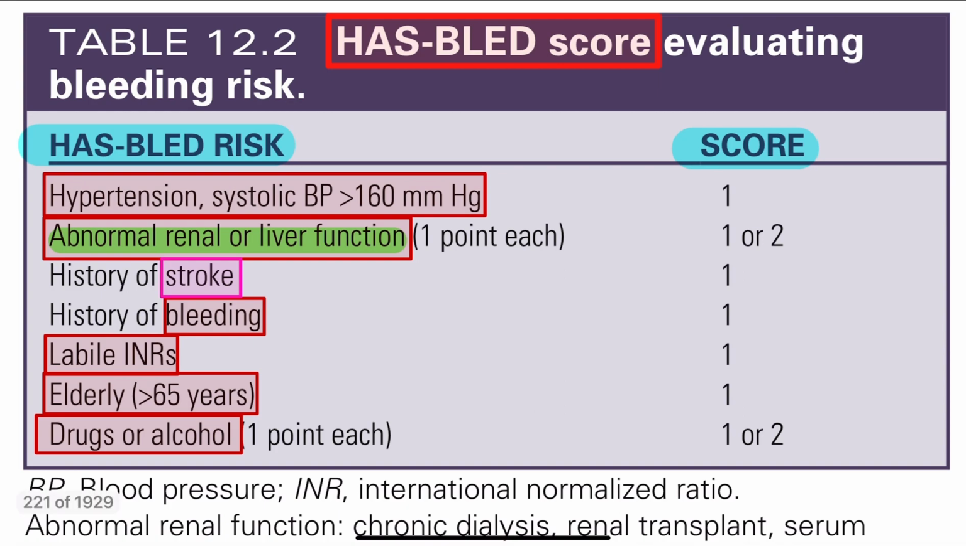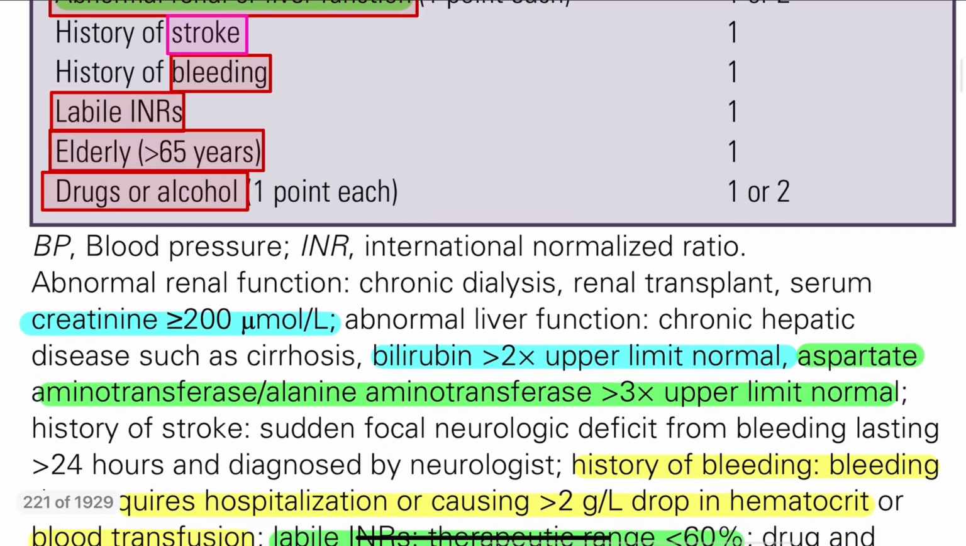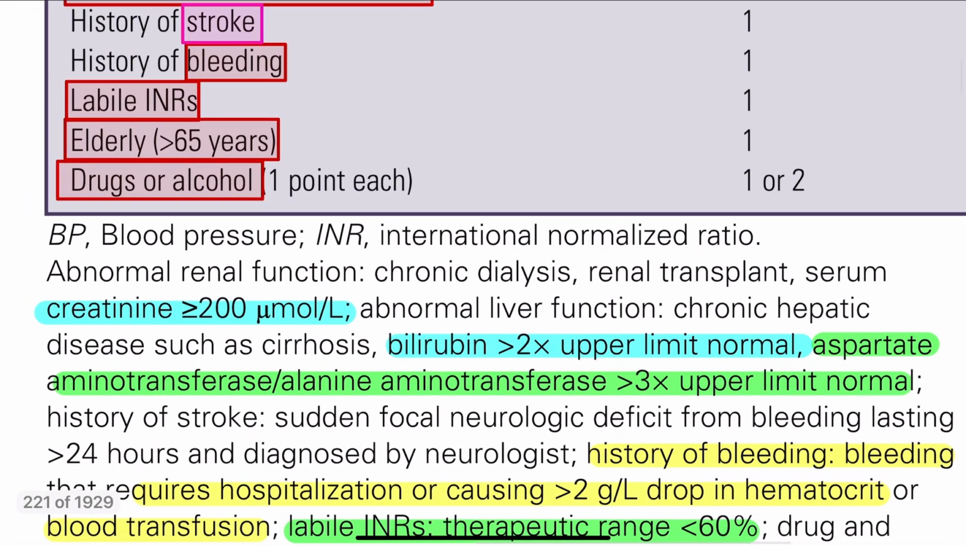So what is abnormal renal function? Chronic dialysis, renal transplant, or serum creatinine more than 200 micromole per liter. And what is abnormal liver function? Chronic hepatic disease such as cirrhosis, bilirubin more than 2 times the upper limit of normal, aspartate aminotransferase and alanine aminotransferase more than 3 times the upper limit.